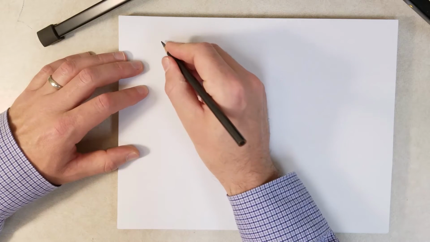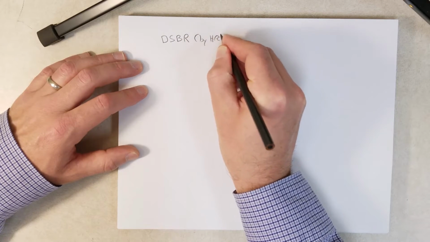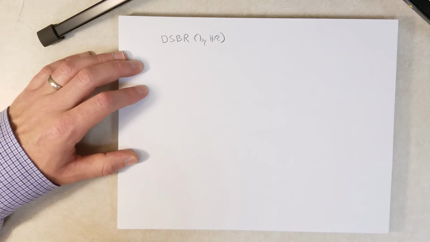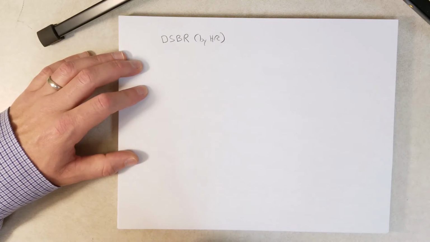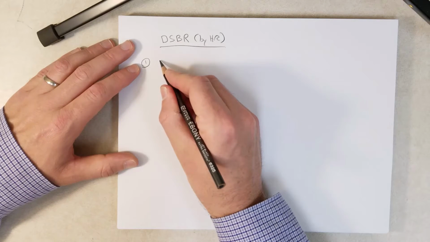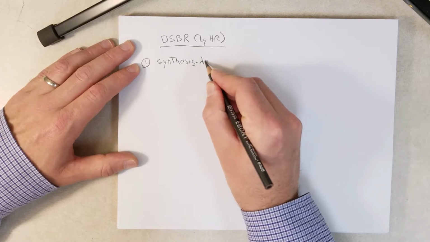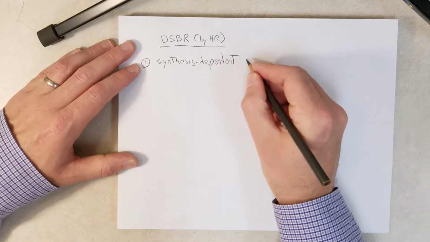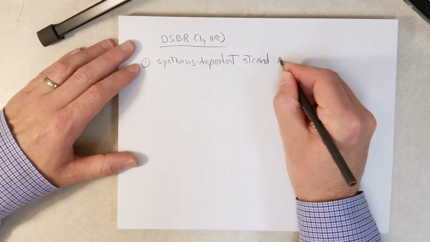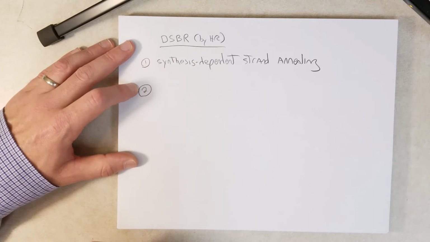Hey everybody, in the last couple of videos we have been talking about double strand break repair by homologous recombination. In this video we are going to take a look at a couple other mechanisms that can repair double strand breaks. Specifically, I will talk about synthesis dependent strand annealing. That's a mechanism that can repair a double strand break in a DNA molecule.